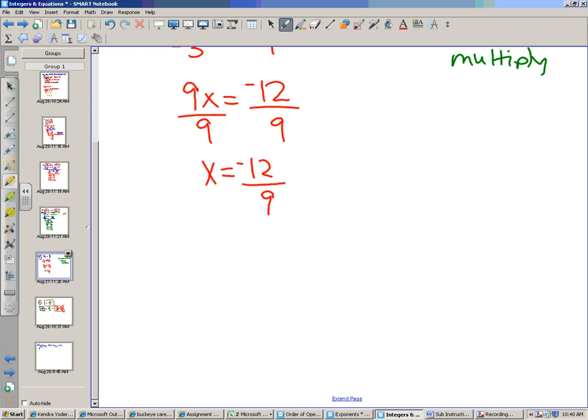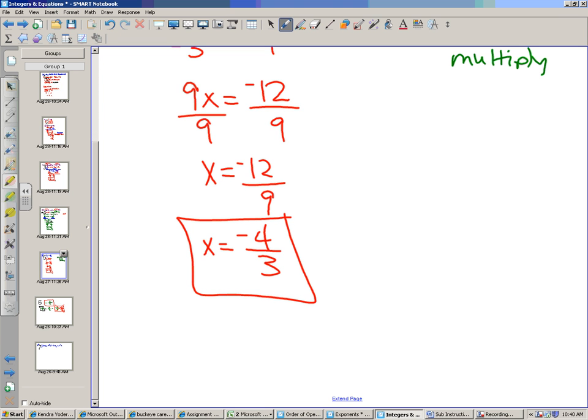If you leave this on your paper, I will mark it wrong. Why? Because it's not a reduced improper fraction. They both have a common factor of 3. Negative 12 divided by 3 is negative 4. 9 divided by 3 is 3. To give you negative 4/3. Okay? That is your reduced improper fraction, the fraction that I will accept.